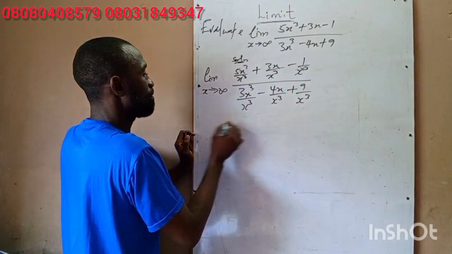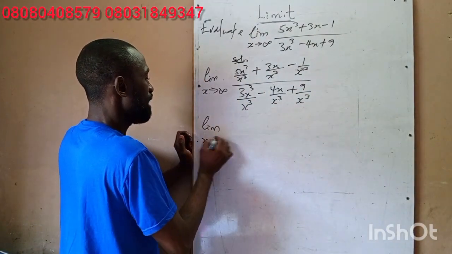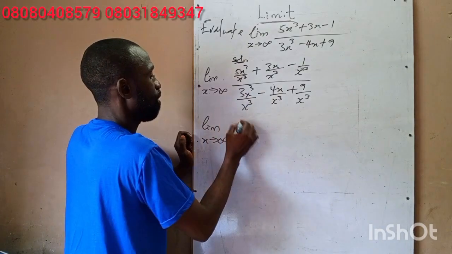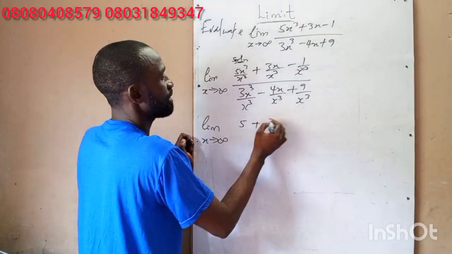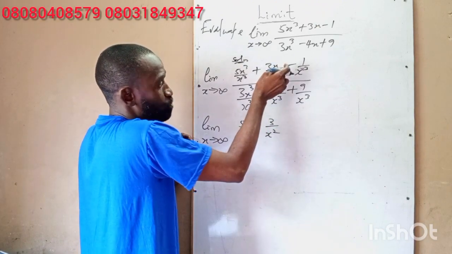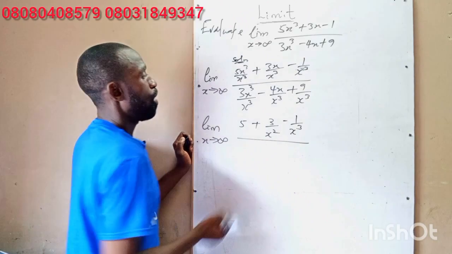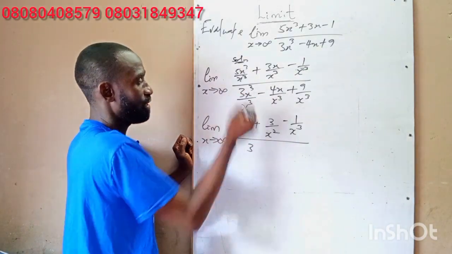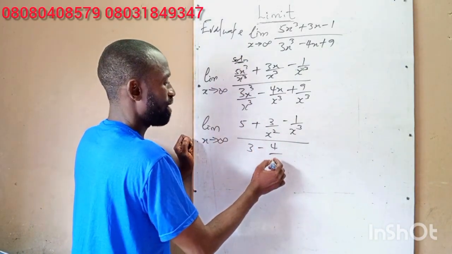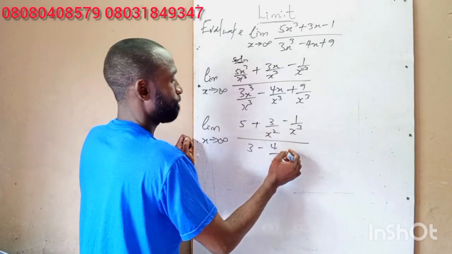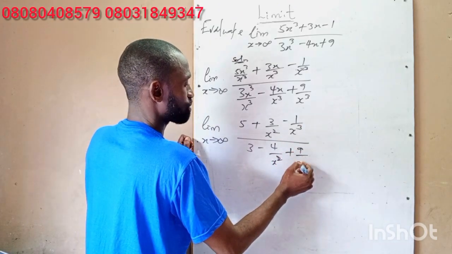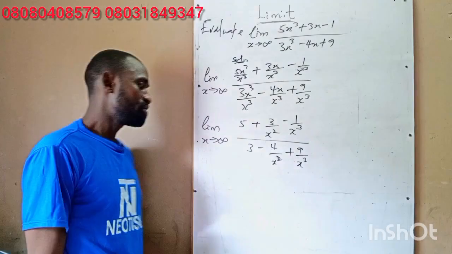So what do I have here? x cubed cancels x cubed. I'm having the limit as x approaches infinity of 5 plus 3 over x squared, because 1x here will cancel 1x here, leaving x squared, minus 1 over x cubed, all over 3 minus 4 over x squared plus 9 over x cubed.